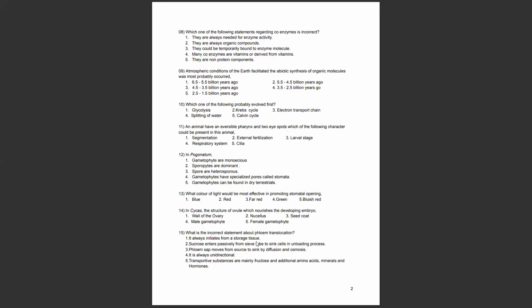Question number 8, which one of the following statements regarding coenzymes is incorrect? Coenzymes, what are coenzymes? Organic cofactors are called coenzymes.